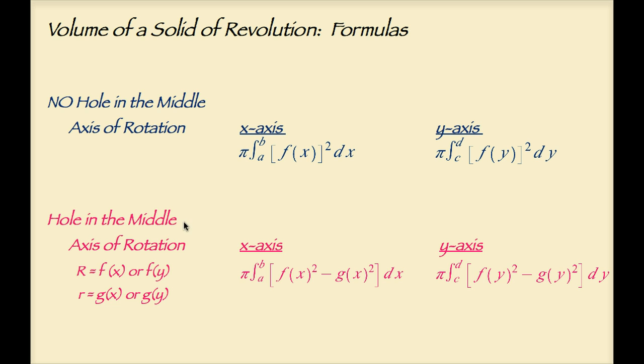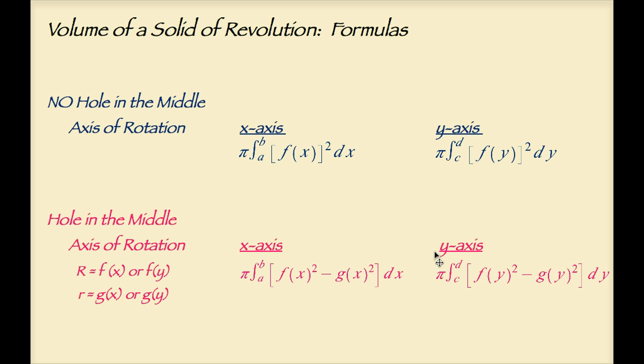If your solid does have a hole in the middle, and the outer radius is f of x or f of y, the inner radius is g of x or g of y, and the axis of rotation is the x-axis, here is your integral setup. Pi on the outside, the endpoints of integration, the interval on the x-axis, a to b, the outer function curve, f of x squared, minus the inner function curve, g of x squared, dx.